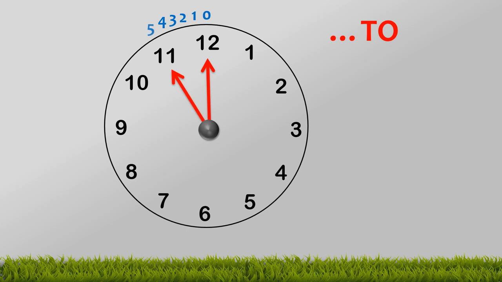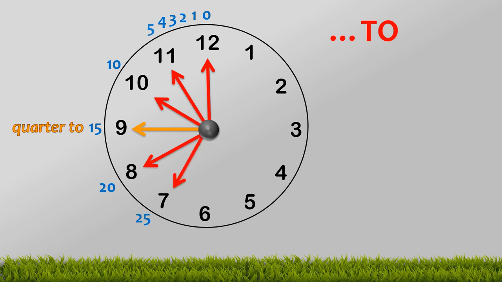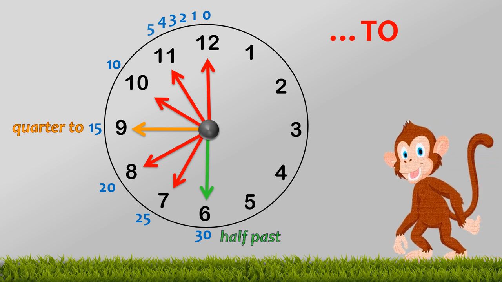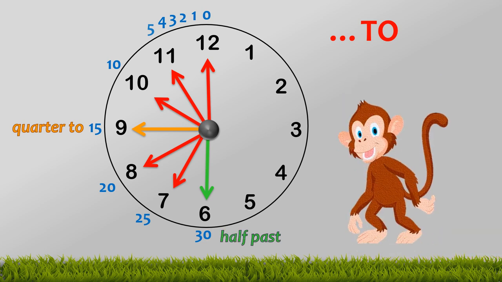Let us continue to count and find out how many minutes to the next hour. So, this is 5 to, 10 to, 15 minutes to, but it is generally known as quarter to. This is 20 to, 25 to, and 30 minutes to, but we call it half past.